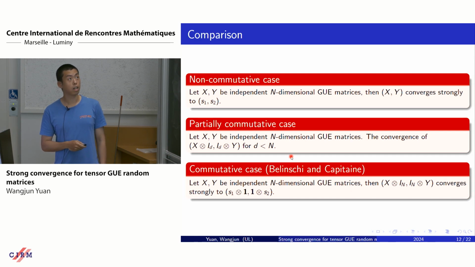The last case is the commutative case. If we still have two n-dimensional GUEs, and the dimension D of the identity is exactly equal to n, then the objects we consider are X tensor identity and identity tensor Y. They converge strongly to S1 tensor the identity in the algebra, and identity tensor S2. This result is due to Bordenave and Collins. For this model, these two objects commute. That is, X tensor identity times identity tensor Y gives X tensor Y, which is the same as identity tensor Y times X tensor identity. So these two commute.